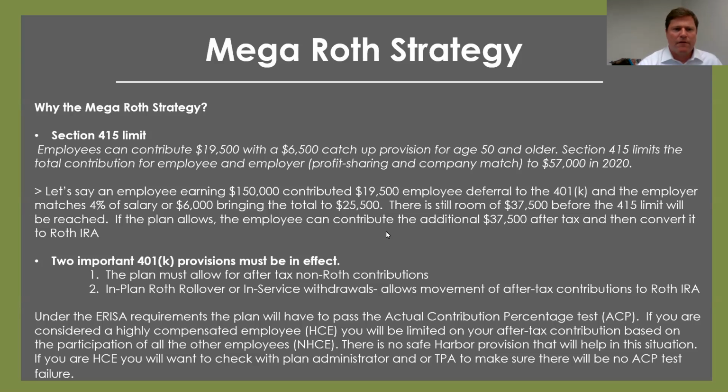One other thing to be aware of, there is some testing that the administrator of the 401k has to do each year. One of those tests is called the Actual Contribution Percentage Test, or ACP. If you're considered highly compensated, making $125,000 a year or more, those tests sometimes hurt you in the way of your contribution amount. You can only contribute 2% more than the average deferral of the non-highly compensated employees. So that is also going to affect you on the Mega Roth strategy with the after-tax contribution as well as the pre-tax contribution.